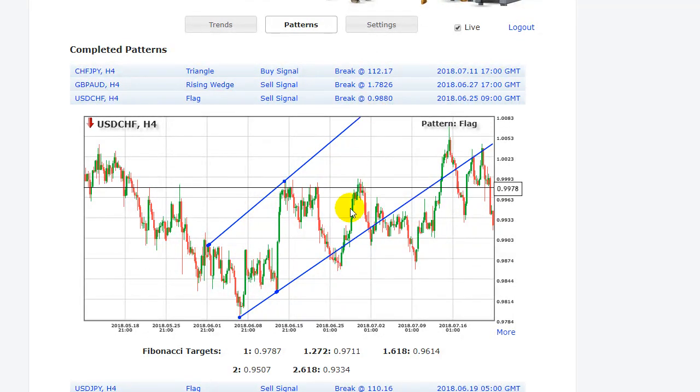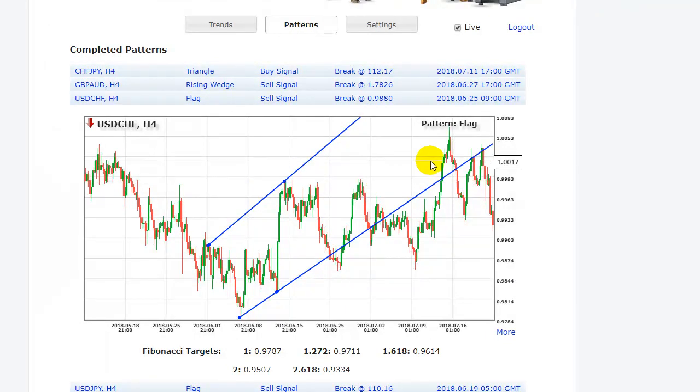And it was a sell signal at 98.80. So, it did break back up. And you certainly would not be in this trade. It's not a trade that you'd want to be sitting in by now. It is completed. Obviously, it did complete. This is not something you'd be in.